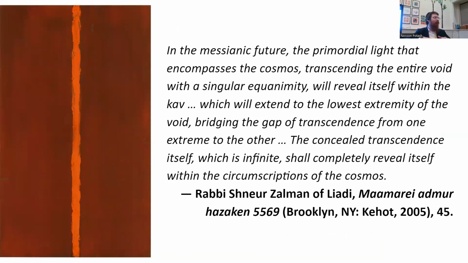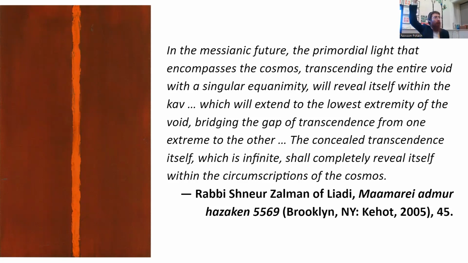So he's saying here that the infinitude of God that preceded the void will be fully revealed in that narrow flow of God into the world, which will be fully suffused with the infinitude of God in its fullness, not in a limited way. That's what's going to happen in the Messianic era. And it will extend to the lowest extremity of the void. It will go all the way to the bottom, bridging the gap of transcendence from one extreme to the other. The concealed transcendence itself, which is infinite, shall completely reveal itself within the circumscriptions of the cosmos.